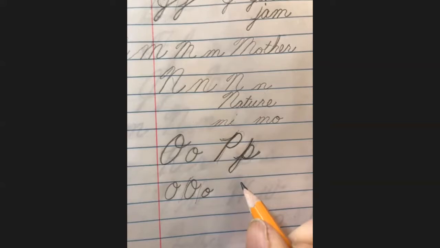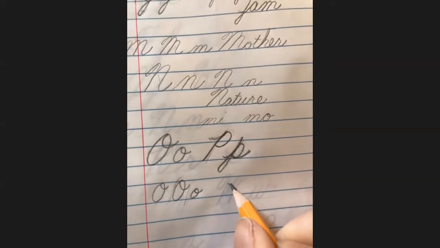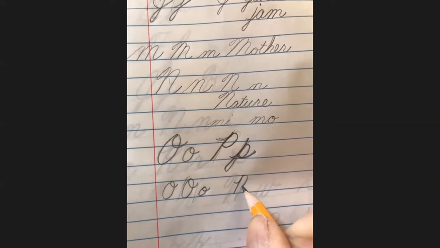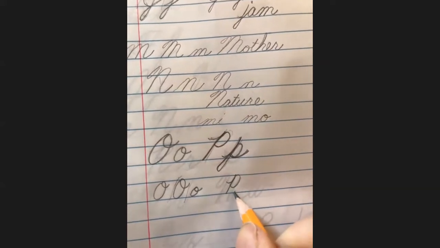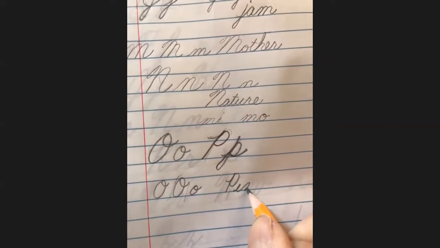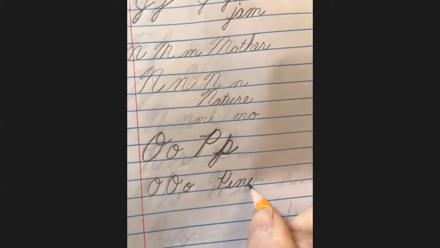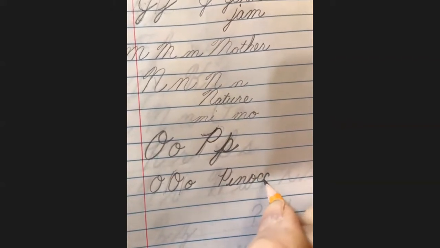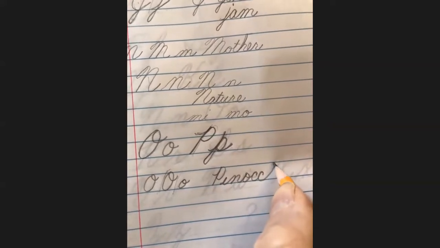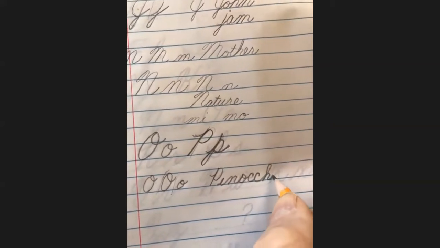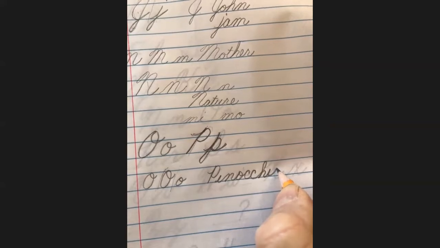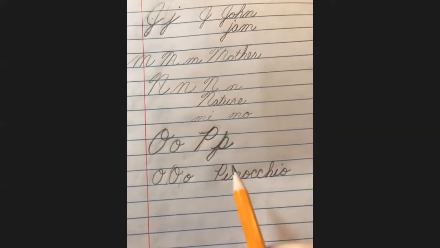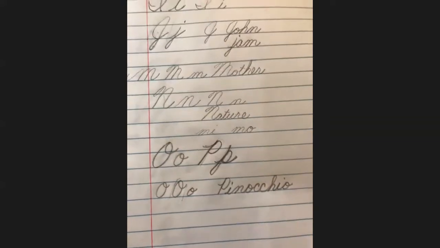And then think of a word that starts with a capital P. How about the word Pinocchio? How do you spell Pinocchio? Did I spell it right? That's a hard word to spell, isn't it? Oh, dot your I. Hope I spelled it right.